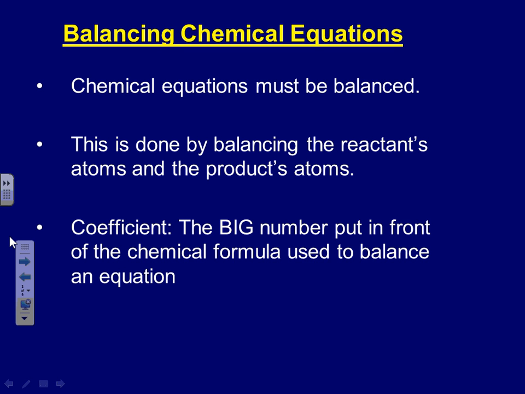Chemical equations must be balanced. When we say balanced, it means that the atoms have to have the same number on the left as they have on the right. I actually introduced to you the term coefficient yesterday. Coefficient is a big number that we put at the front, in front of a chemical, and we can change that number in order to balance the reaction.